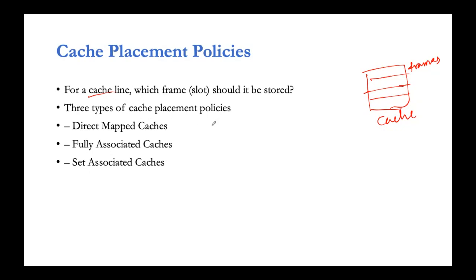To do that, there are three types of cache placement policies: direct mapped caches, fully associative caches, and set associative caches. We'll go through them one by one with their mapping algorithm and an example.